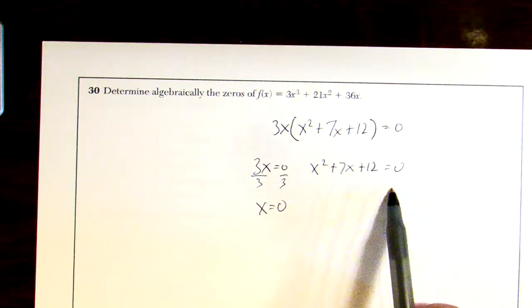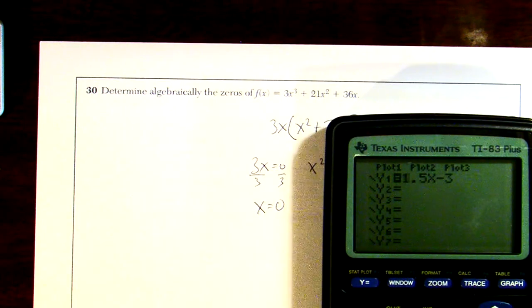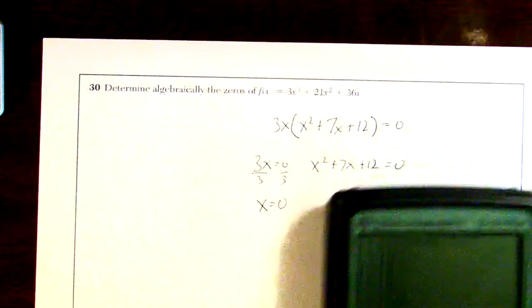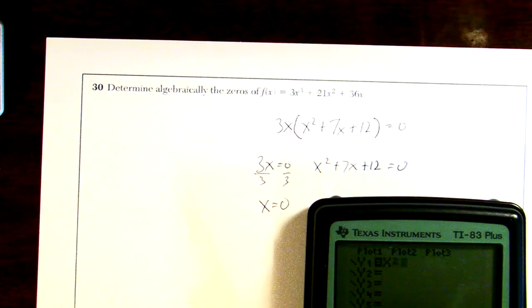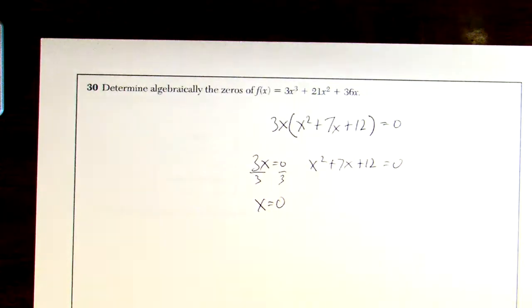So now I'm going to have this part to deal with. So go to my calculator. I have x squared plus 7x plus 12. Second graph, finding the y's where it's 0. So it's 0 at negative 3 and at negative 4.